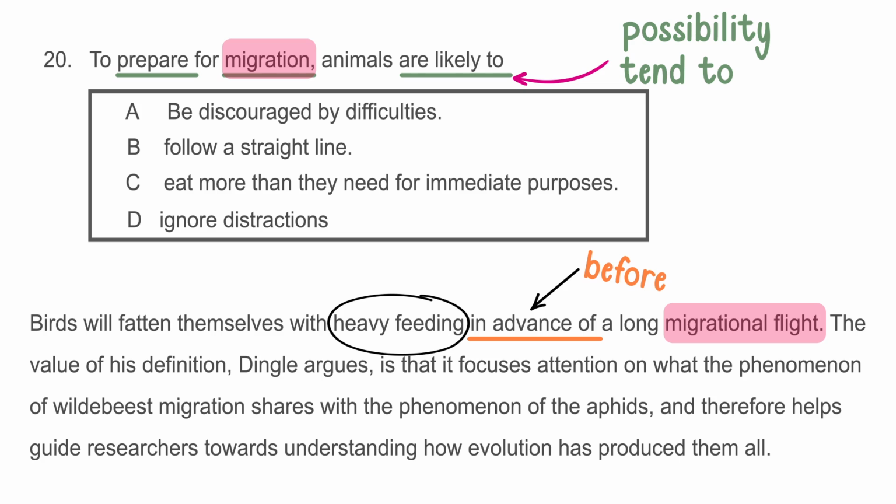Now let's read the two answer choices that remain. A, to be discouraged by difficulties. C, eat more than they need for immediate purposes. That's it. That's the answer for this question. Eat more than they need for immediate purposes, right?